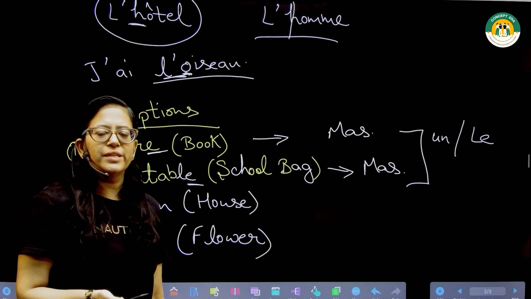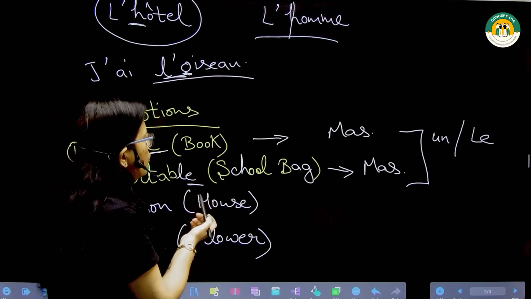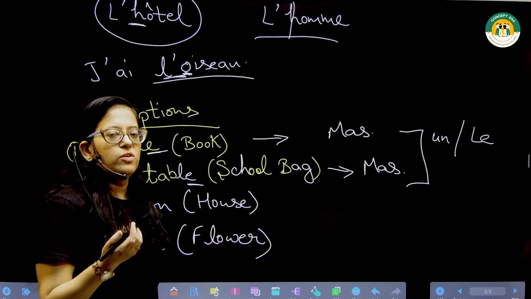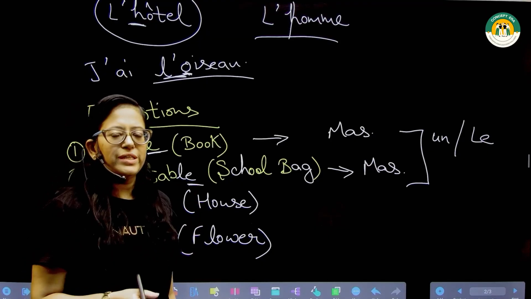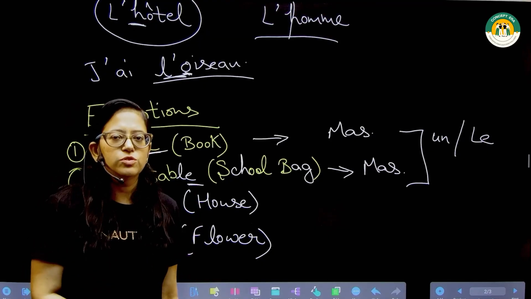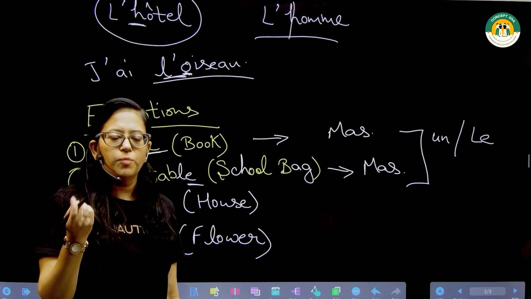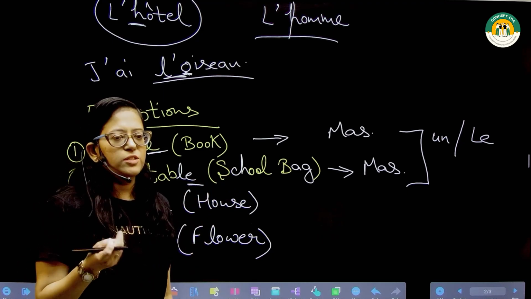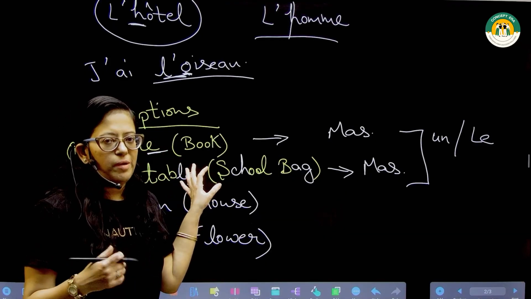Now there are some tricks to remember these words also. So how can you remember these words? Livre and cartable, that means book and school bag. Now we all know that in earlier times only boys used to go to school, right? So if the boys go to school, then the books are also with them and the school bag is with them. So these words are masculine words.